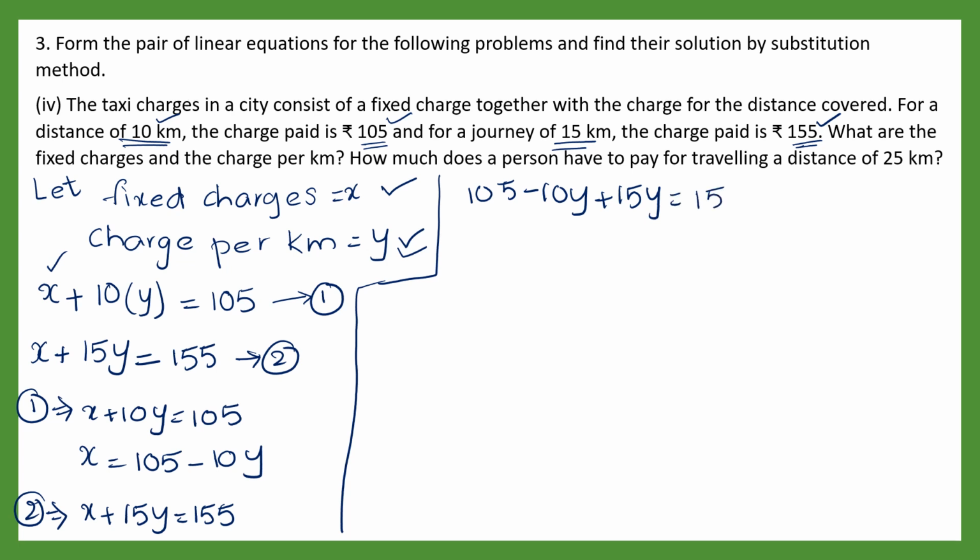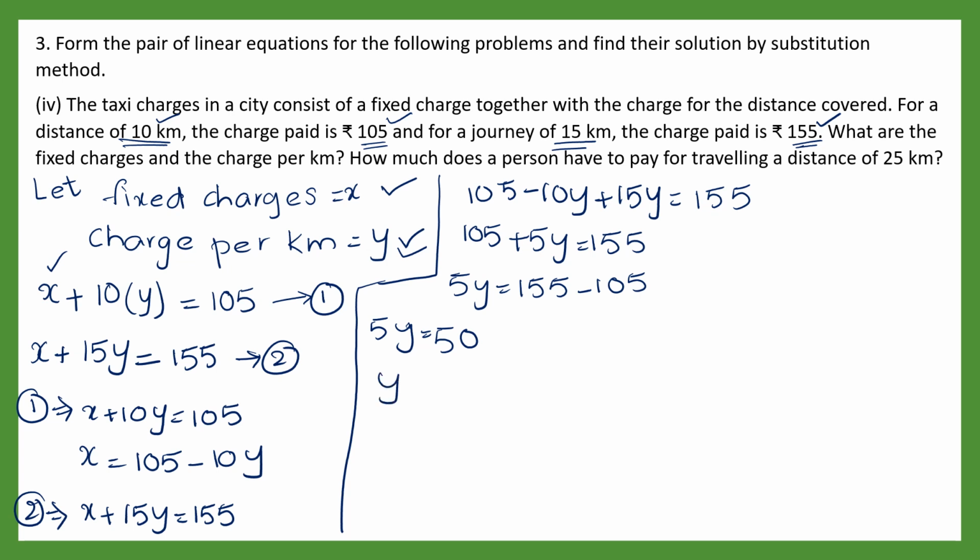155. 105 minus 10Y plus 15Y. You get plus 5Y is equal to 155. 5Y is equal to 155 minus 105. So 5Y is equal to 155 minus 105, which is 50. Y is equal to 50 by 5. So Y is equal to 50 by 5, which is 10. So you got the value of Y as 10.